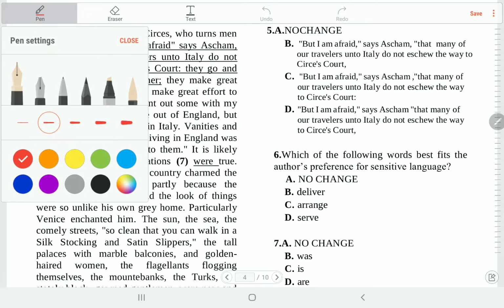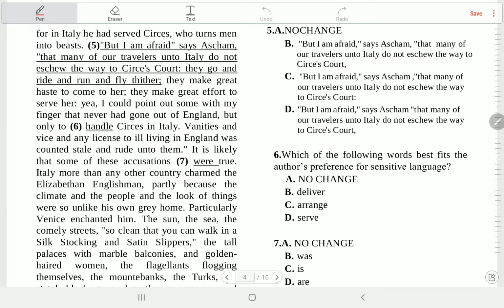Okay, so, but I'm afraid, says Ascham, that many of our travelers unto Italy do not eschew, like avoid, the way of Circe's court. Circe, this is like an Italian or Greek god from the mythology. They go and ride and run and fly thither. طيب يعني over there. Thither, this is over there.